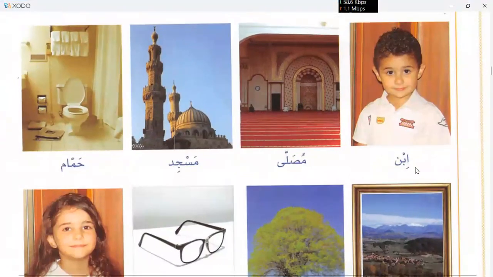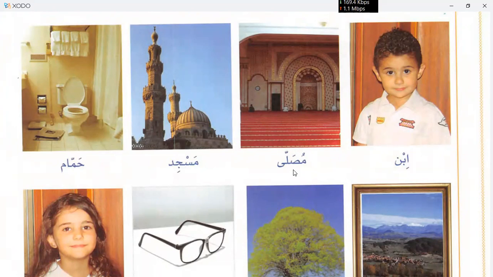Ask the question here: where is the boy? Where is the son? Mr. Shamiro? Yes. Ask this question in Arabic. Ayn al-ibn? Haza huwa al-ibn. Here is the boy. Here is the son.